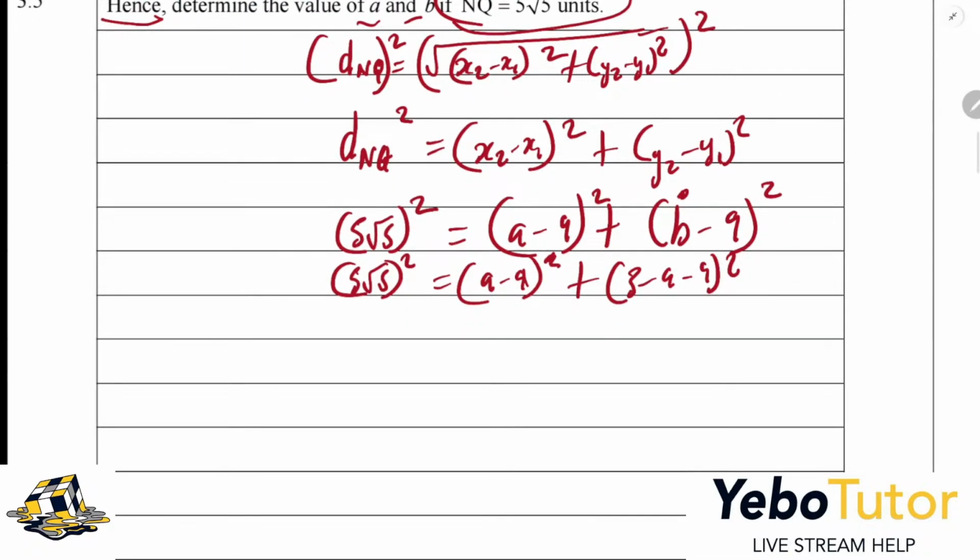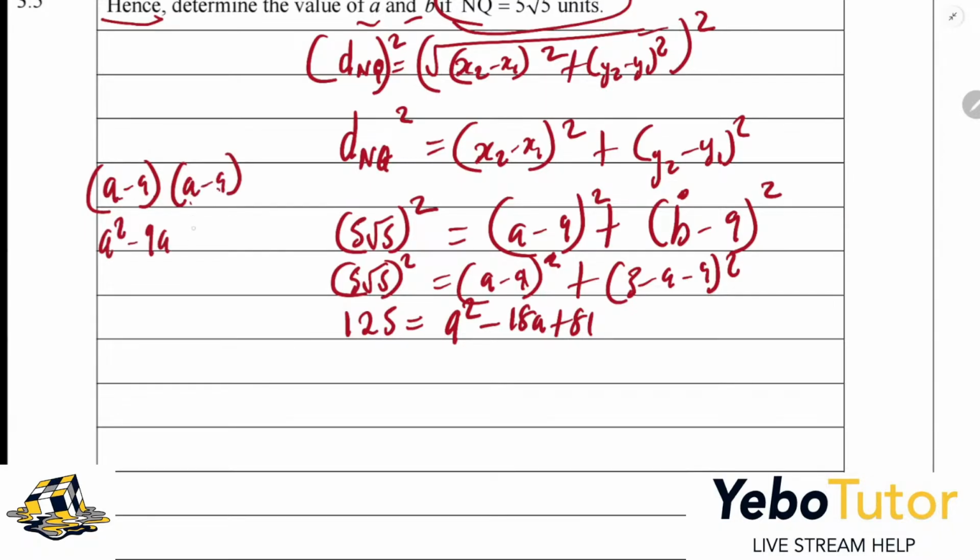After that, 5 root of 5 squared will just be 5 squared, which is 25, and 25 times 5 is 125. So we have 125, which is equal to (A minus 9) squared. That gives us A squared minus 18A plus 81. We multiply A minus 9 by A minus 9: A times A is A squared, A times negative 9 is negative 9A, and plus 81. Negative 9 minus 9 gives negative 18, so that's where the negative 18 comes from.